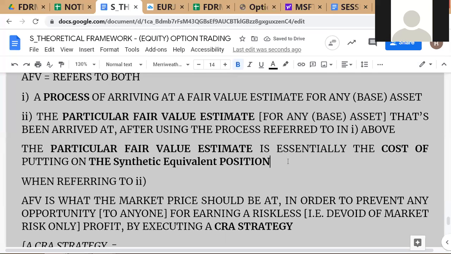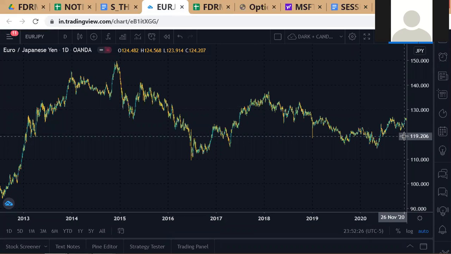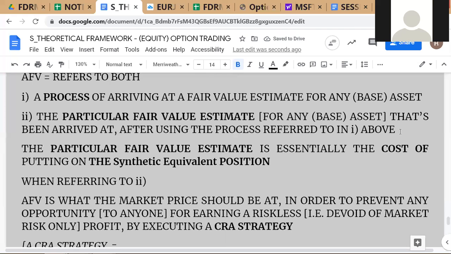Okay, so as I said here in this example, you find that using synthetic equivalents, you can create a long euro-yen position but at a cost of 120. Okay, and so essentially that's therefore the fair value estimate. Okay, so when we say this, we're talking about the second one. What are we referring to? It's essentially the cost of putting on the synthetic equivalent position.